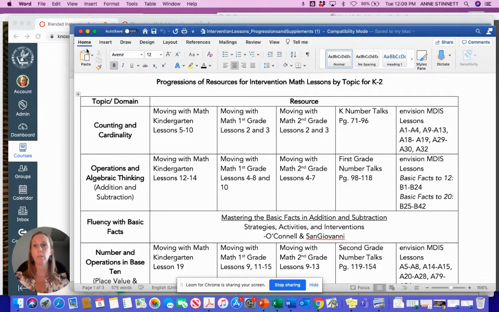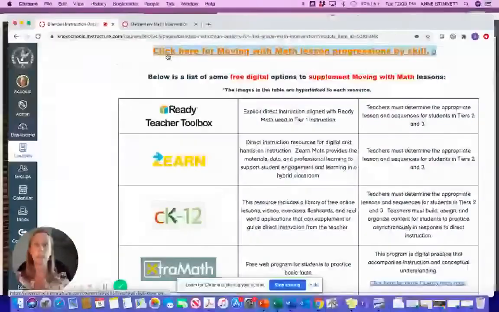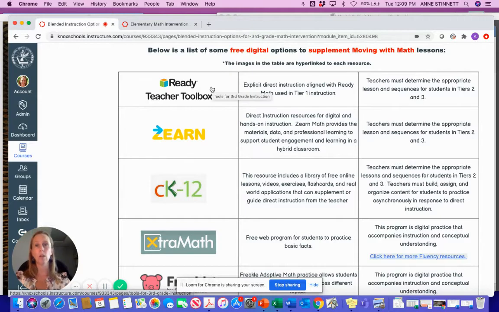This is an old document which may be made obsolete by this Canvas course, but if you're looking for it, it's here. And then we have our Ready Math Teacher Toolbox, which is linked on the previous page by skill in a progression of below grade level and well below grade level. If you have iReady, those tools for instruction will be generated by the iReady program, and you are more than welcome to pick and choose from that.